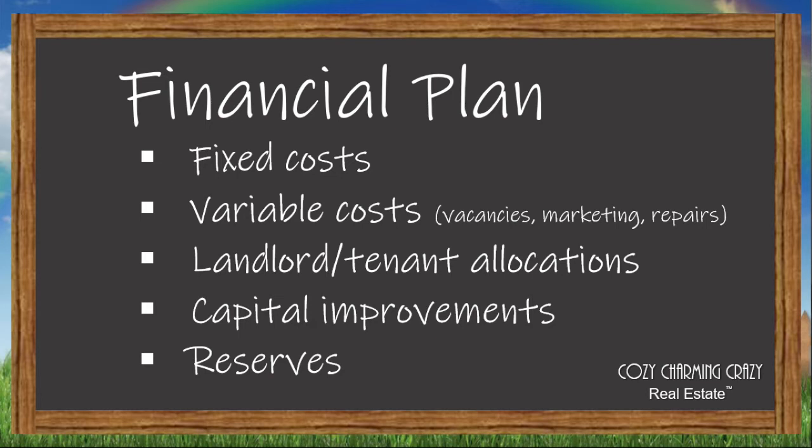You also have some variable costs. You want to plan for vacancies. Hopefully they won't happen, but you never know. You're also going to want to plan some marketing expenses, and by marketing we mean actually advertising your vacancy. You're going to want to put some money aside for repairs. You're then going to want to consider those landlord-tenant allocations, not only who cares for the lawn, but who pays the utilities. You may find in some locations that the landlord has to pay for the security system. They have to pay for the garbage. You need to check that out and budget for those.